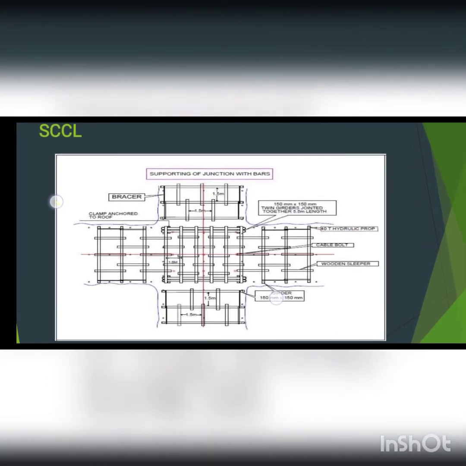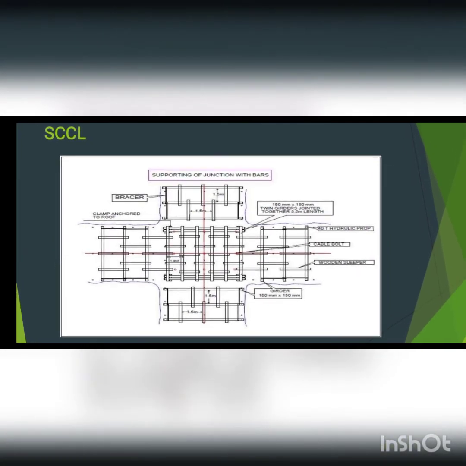Clamp anchored to the roof, we have cable bolts here, we have a girder, we have wooden sleepers, and we have a hydraulic prop. We'll again see the pictures of these individually. We have a brazier. So these are the supporting of junctions with bars. These are generally bars. Then we have clamp anchored to the roof.